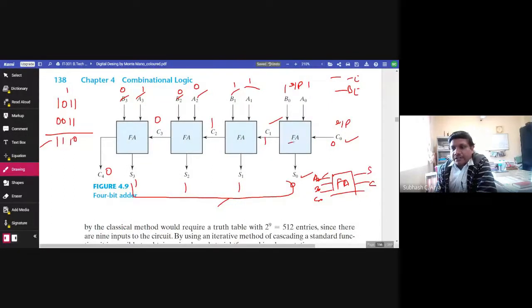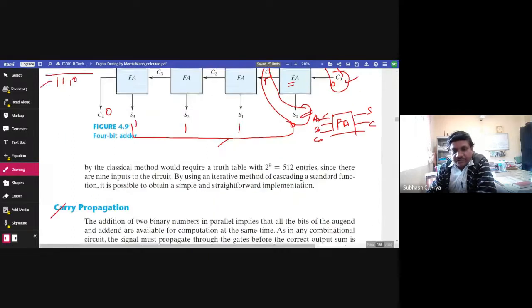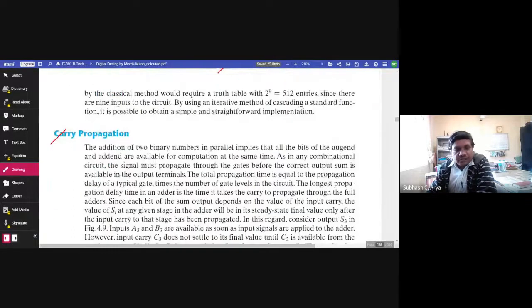In this full adder circuit, we know it can be realized using two half adders and one OR gate. So this is a full adder. In a full adder, we have three inputs and two outputs. One is sum and another one is carry. For 4-bit, we need four full adder circuits. Now that we know this, how to realize a digital circuit on hardware, how to do this arithmetic operation, now coming to carry propagation.